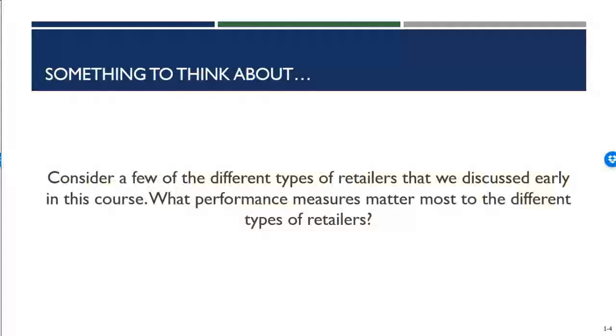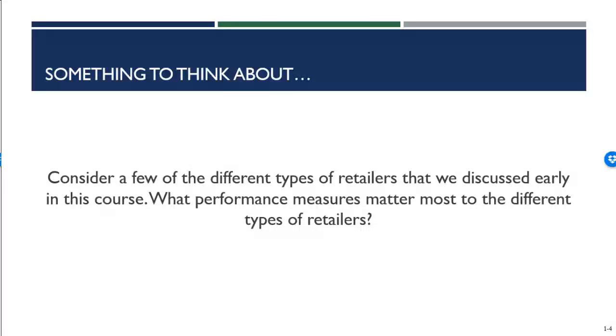So something for you to think about. Consider a few of the different types of retailers that we've talked about in this course. Maybe it's super centers, or maybe you want to look at department stores or specialty stores or category specialists. Which performance measures do you think matter most to some of these different types of retailers? If you were a convenience store, what inputs, outputs, and productivity measures would be important to you? If you are a category specialist, what's most important to you?